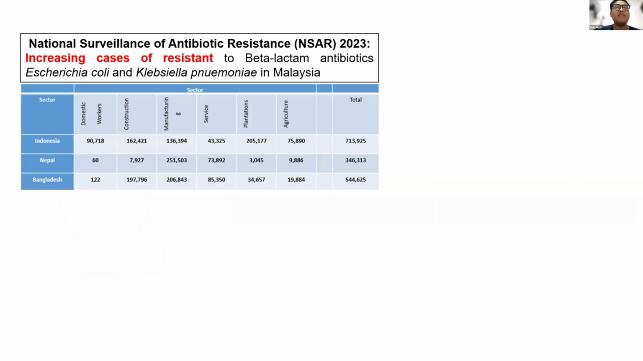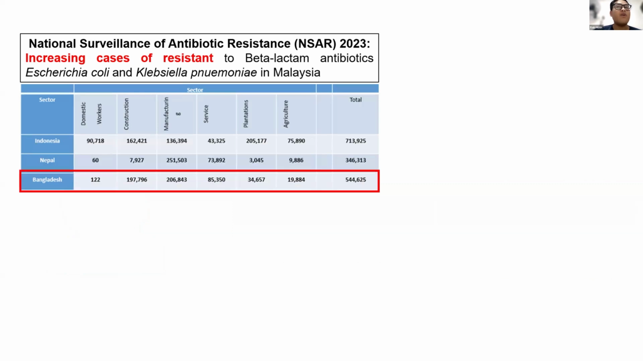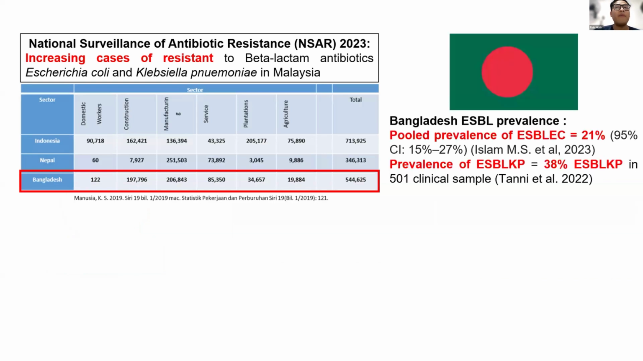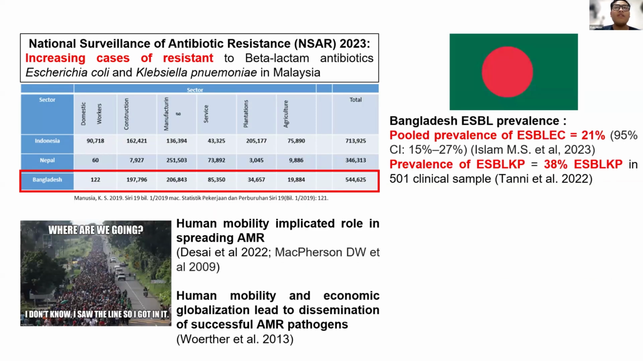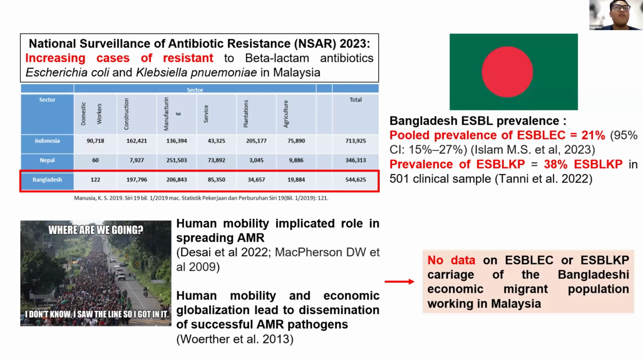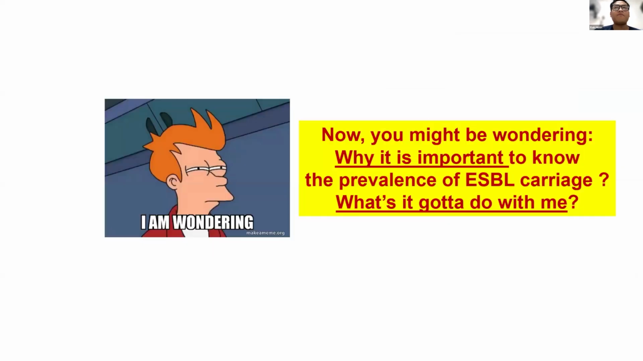In correlation to Malaysia, the National Surveillance of Antibiotic Resistance has reported a rise in E. coli and Klebsiella pneumoniae infection cases that are already resistant to beta-lactam antibiotics, coinciding with the growing number of our migrant workers. Bangladesh, the second largest group of migrant workers here, has a high prevalence of ESBL-producing E. coli and Klebsiella pneumoniae. While research already suggests human mobility plays a role in AMR spread, currently there is no data on these migrant workers in Malaysia.